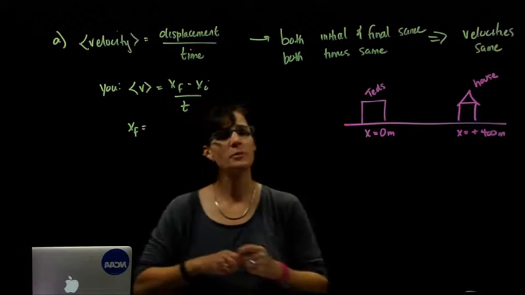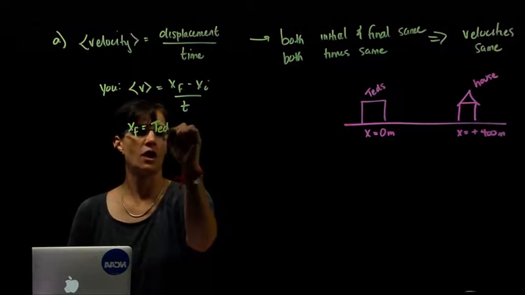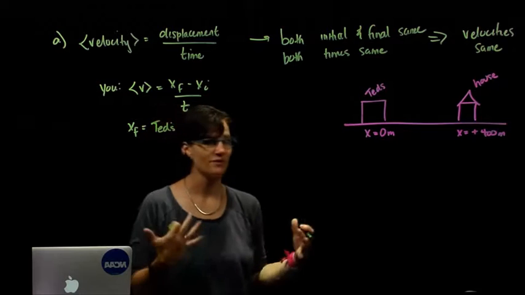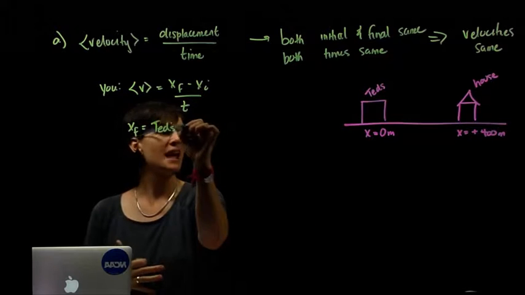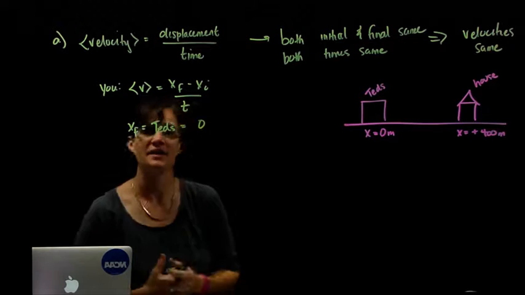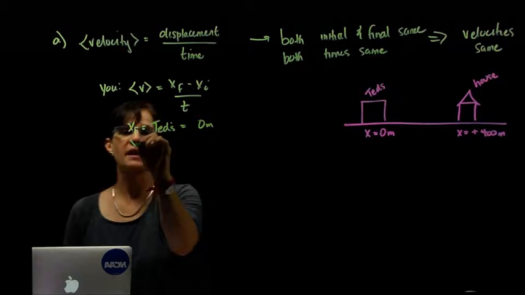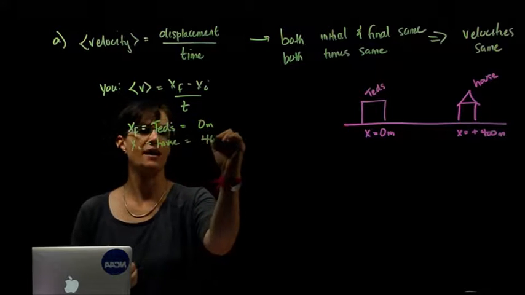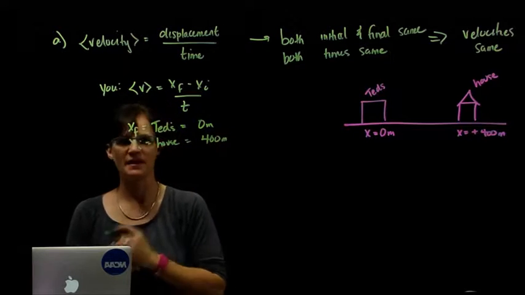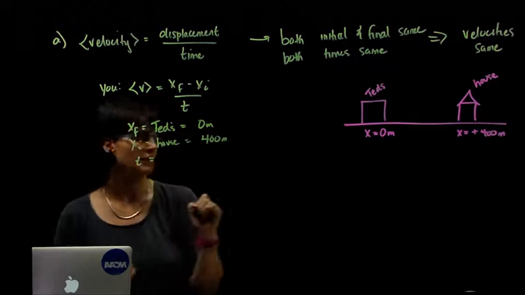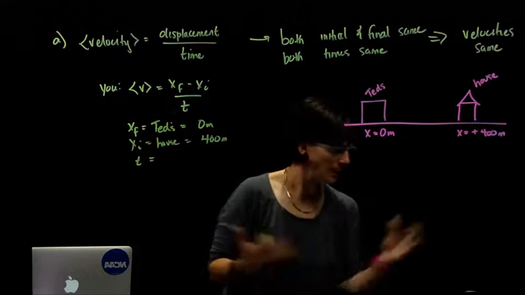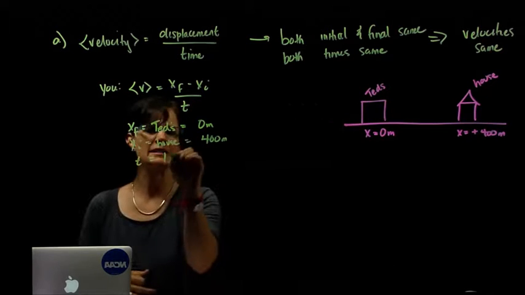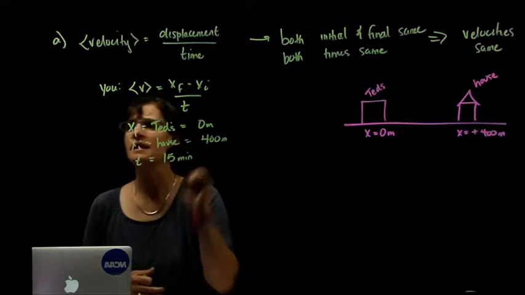Well, our final position was Ted's, whether I went back and forth to my house or not, and Ted's is at 0. So I end at 0 meters. My initial position was my house. My house is at a positive 400 meters. And the time that I am traveling through that motion is 15 minutes. That's given in the problem.